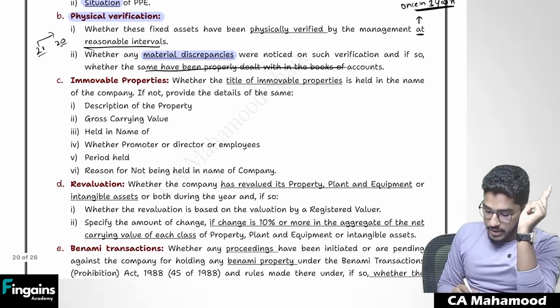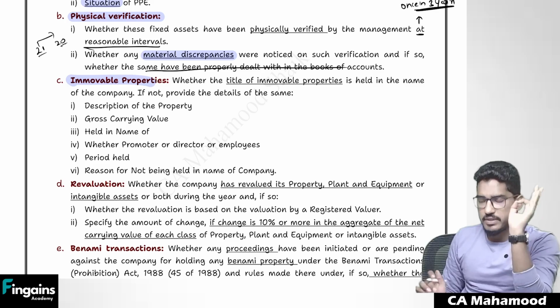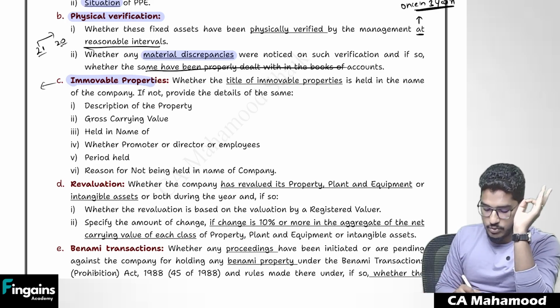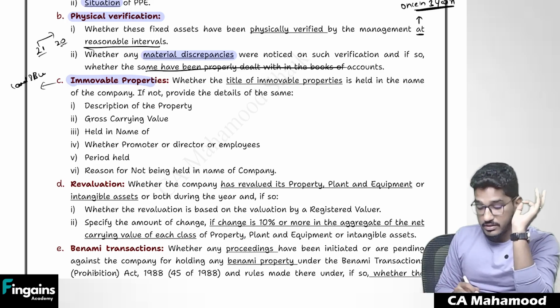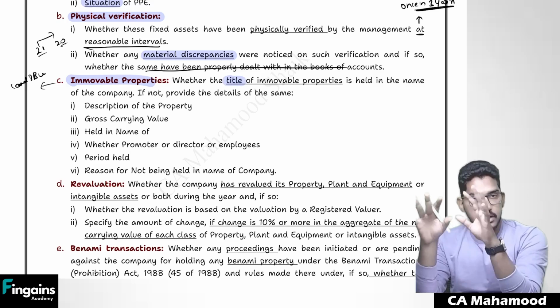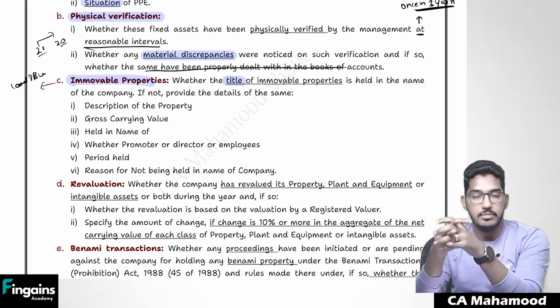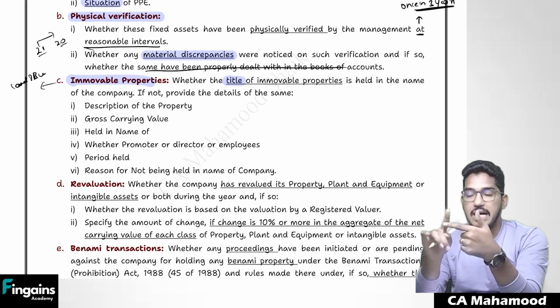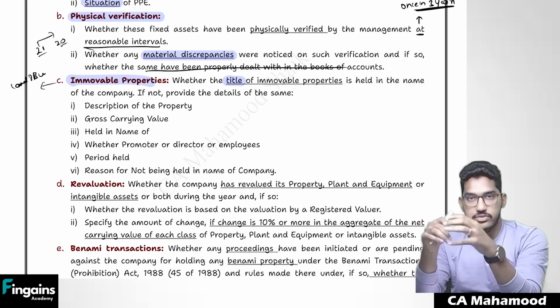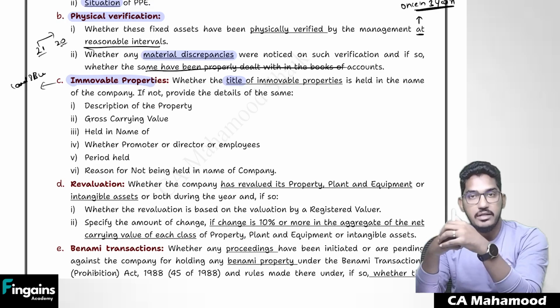Next, the third point is particularly regarding immovable properties. Third point is specifically talking about immovable properties. When I say immovable properties, they're talking about land and buildings. So here what they say is, when it comes to immovable properties, we need to check the title of the immovable properties. Go to the client company and ask them, sir, give me a list of all the land and buildings you have. Now you should ask the management to give the title deeds. Property title deeds will be there, no? Ask the management to give the title deeds.